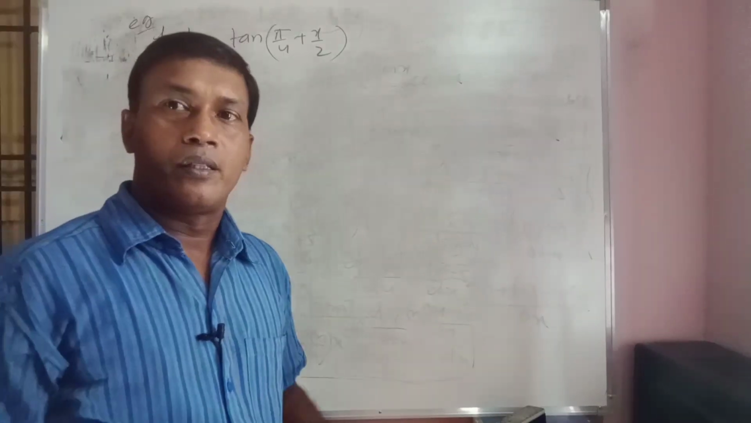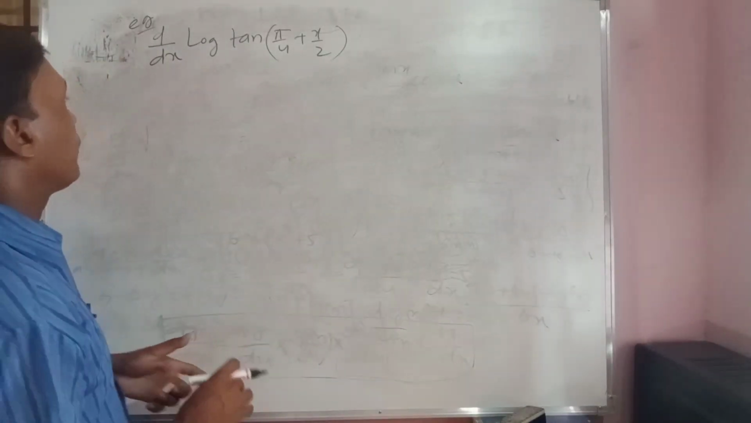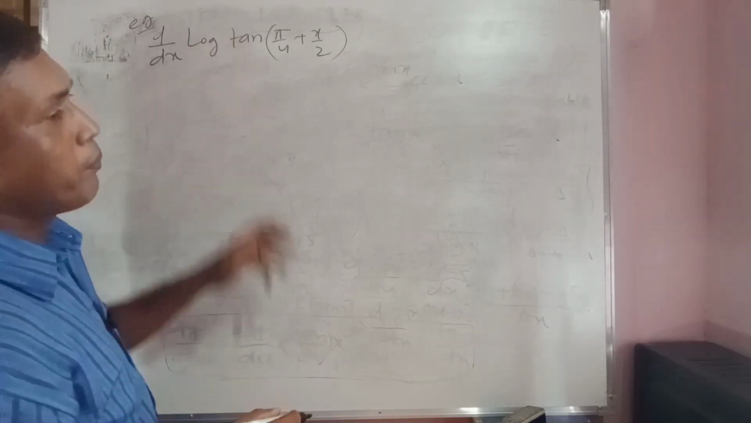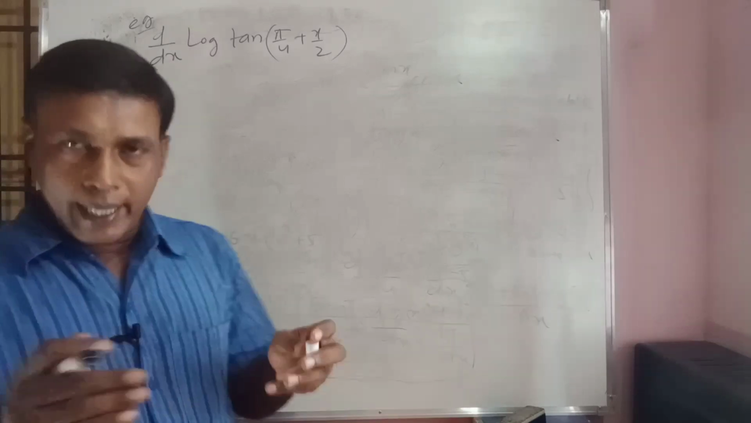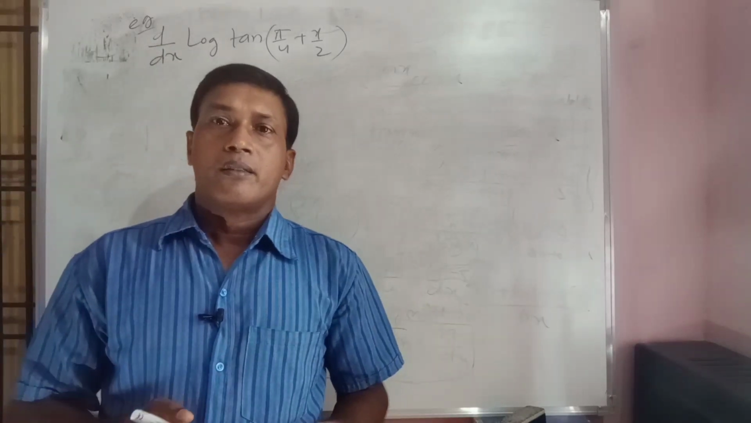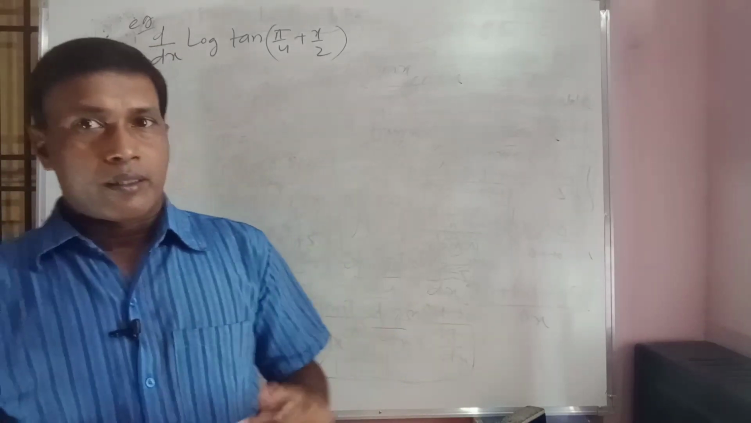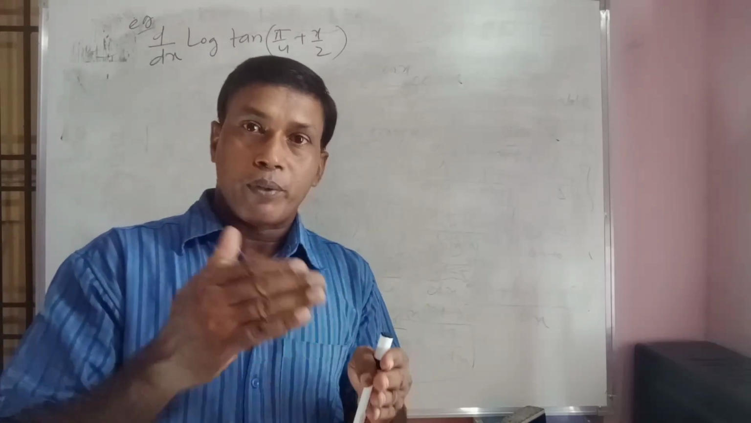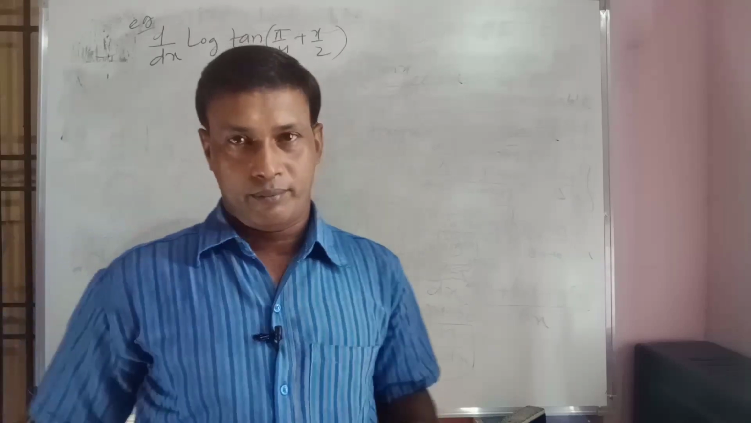Another important example is derivative of log tan pi by 4 plus x by 2. Actually, you can apply chain rule directly, and the trick is you have to move from the leftmost function to the rightmost function. This is the shortest trick.